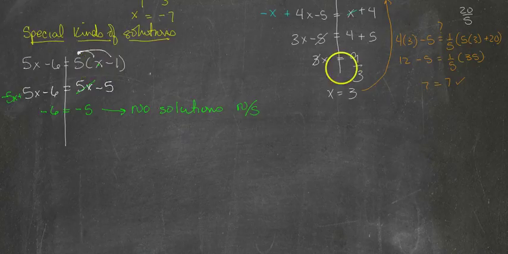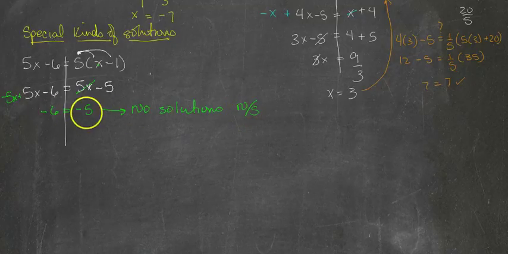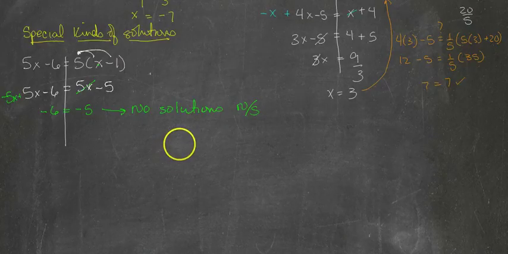There's no checking that I can do. There's no value anywhere on Earth or anywhere in the universe that will make that equation a true statement. So this means no solutions. When you get something that is untrue, Crazy Town, it means there are no solutions. So that can happen sometimes, and now you know how to find it. Let's look at another example.